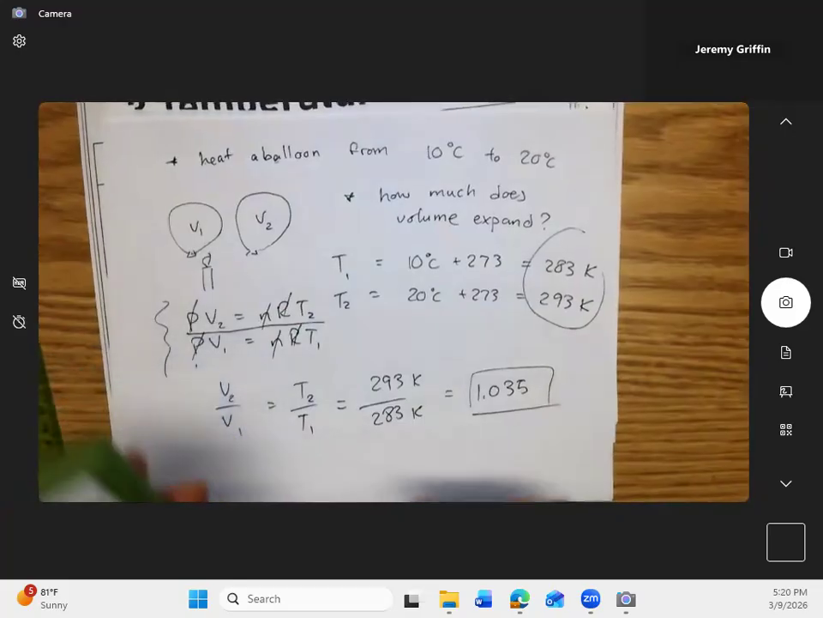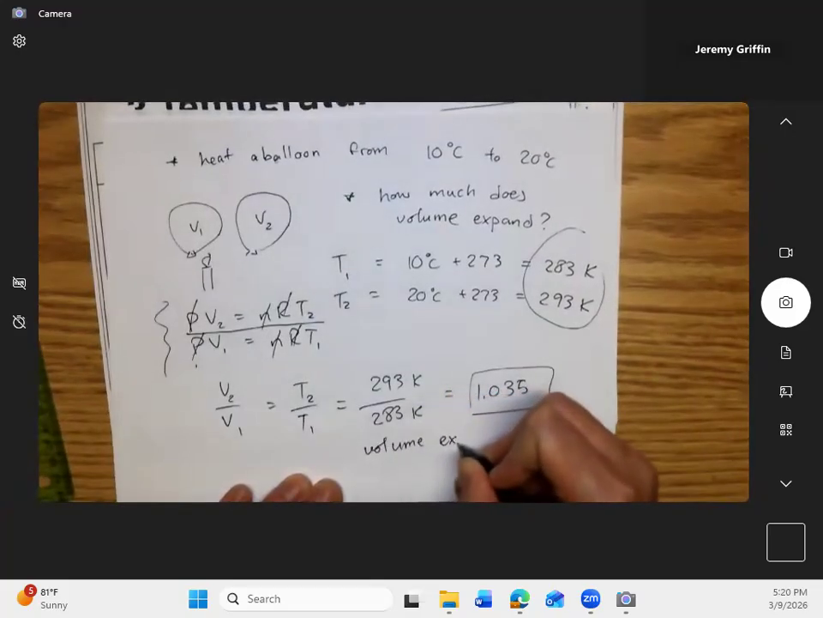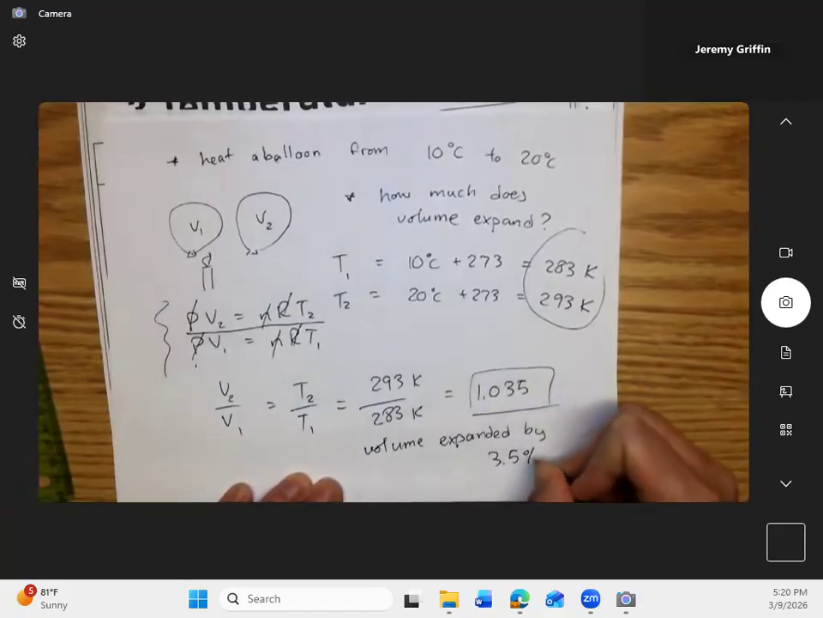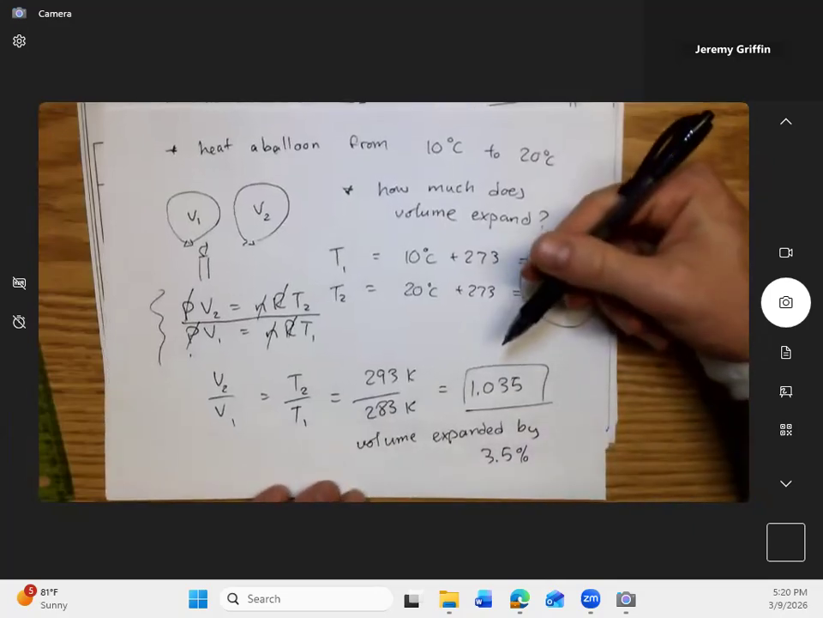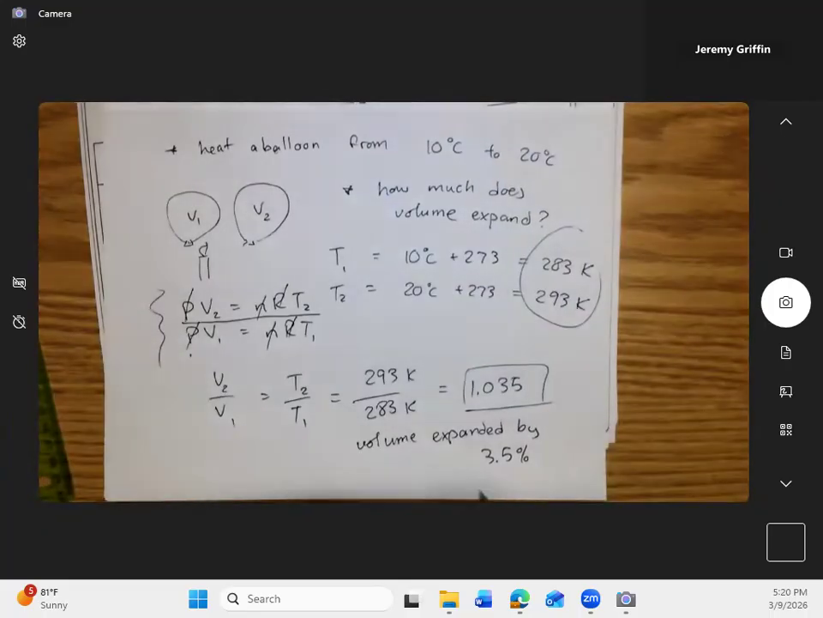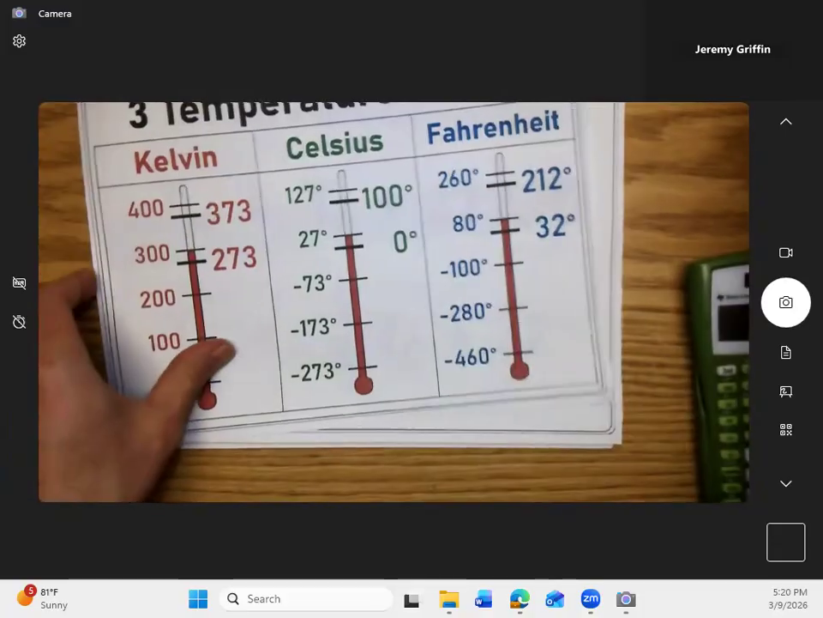Okay. So what I can say is that the volume expanded by 3.5%. That's one way to say it, because it was 1 unit of the volume, now it's 1.035 units volume. So it got bigger by 3.5%. All right, so we did a tie-in here.